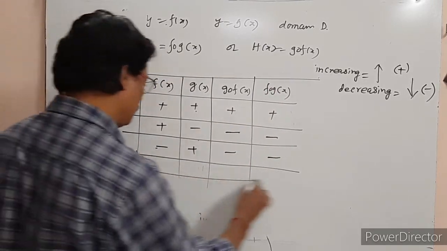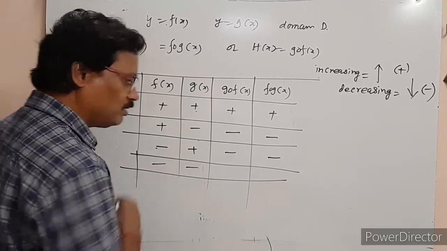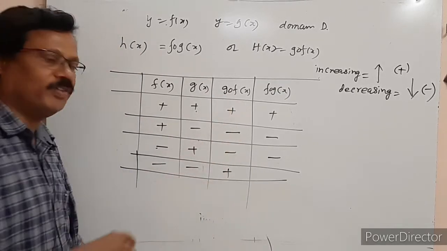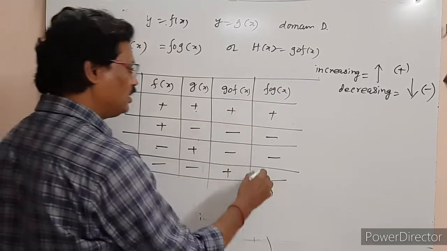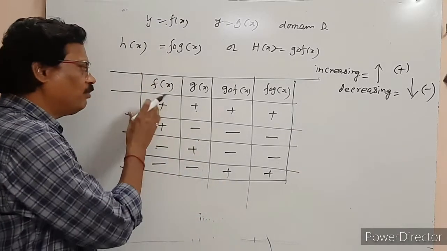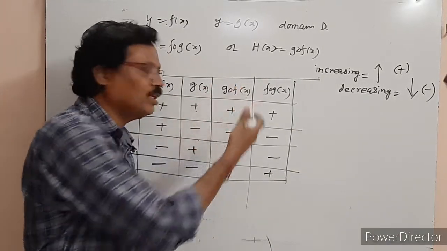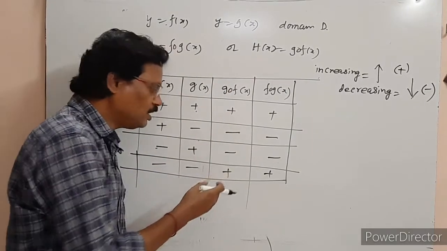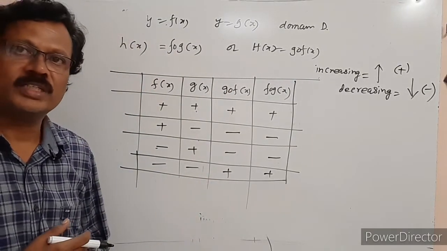Now suppose both are decreasing, minus minus, then minus into minus will be plus, g circle f is increasing, f circle g also increasing. Okay? Now why did we get plus into plus, that g circle f is increasing, and why did we get minus into minus plus, g circle f is positive, increasing?